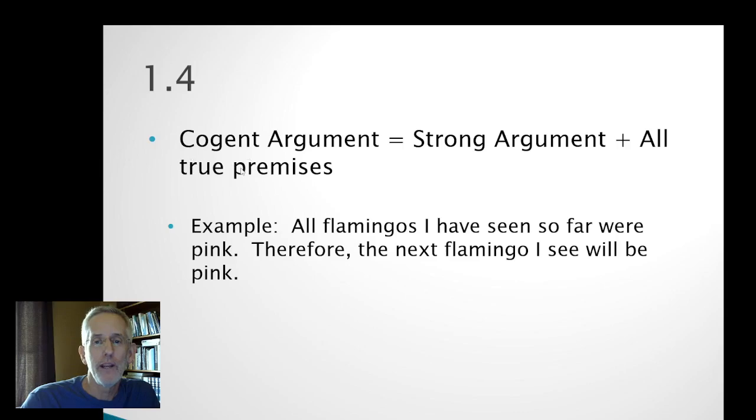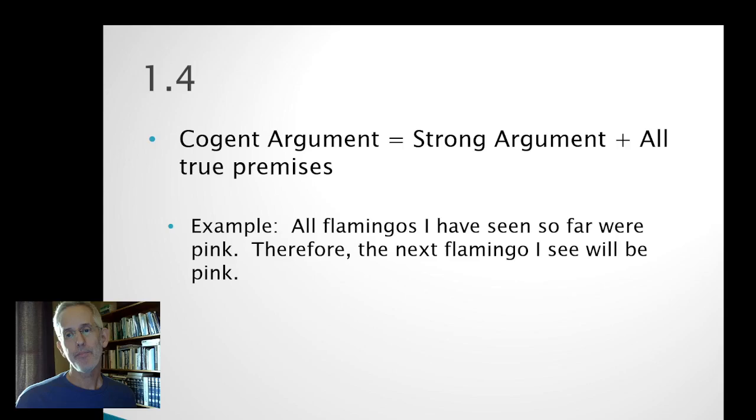So when an inductive argument is strong, meaning you have enough observational instances or enough evidence, if you want to think of it that way, and all the premises are actually true, then we call that argument cogent. Cogent just means convincing. That's the definition of cogent. So the best an inductive argument can be is convincing.